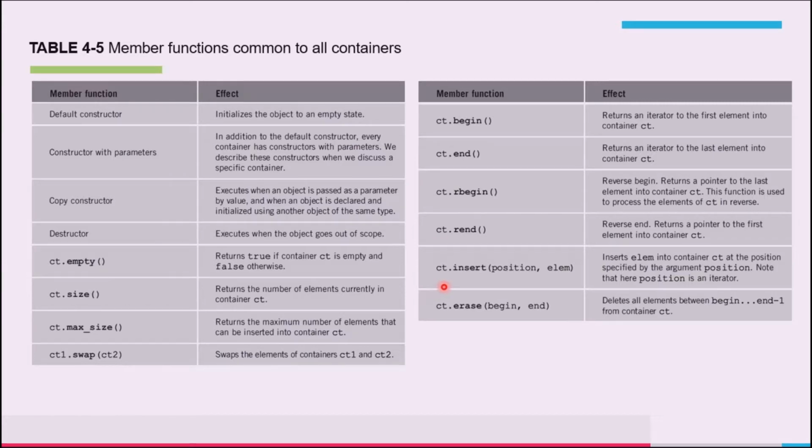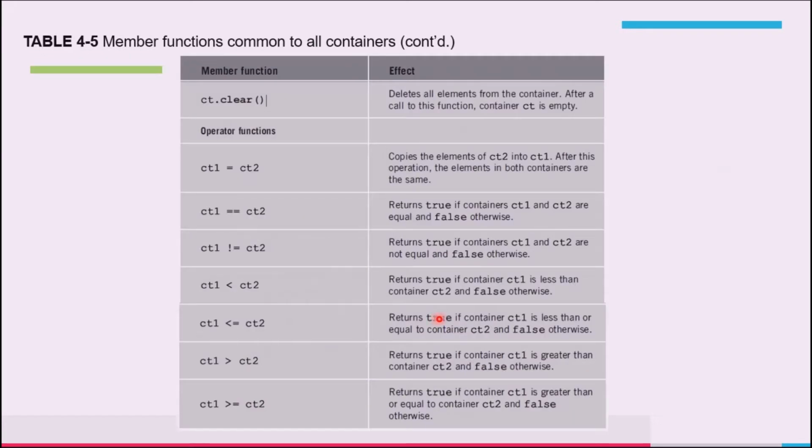Now city.insert, specifying the position and then the element, inserts elm into container city at the position specified by the argument position. Take note that here position is an iterator. And city.erase(begin, end) deletes all the elements between begin and end-1 from container city. Because these operations are common to all containers, when discussing a specific container, to save space, these operations are not listed again.